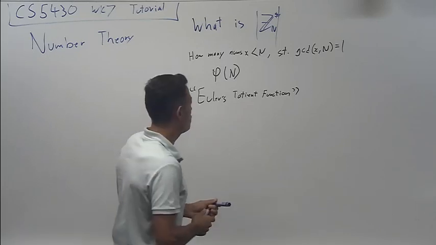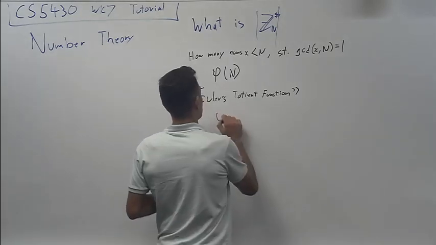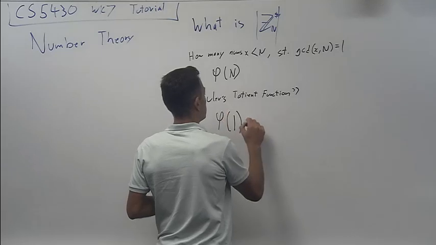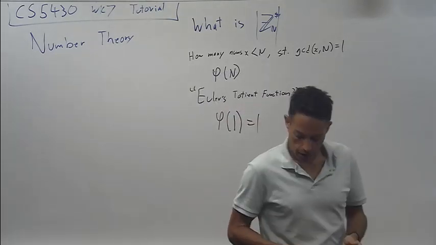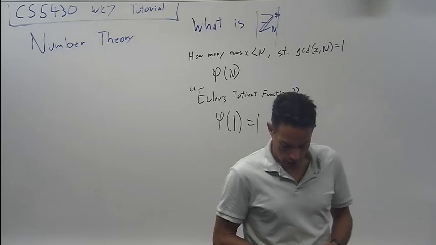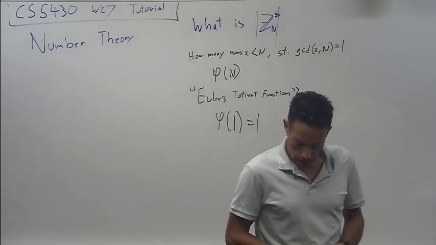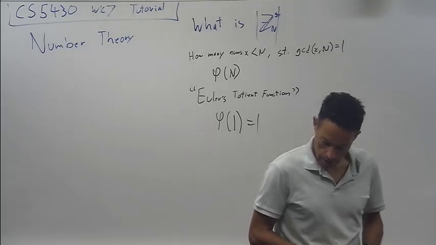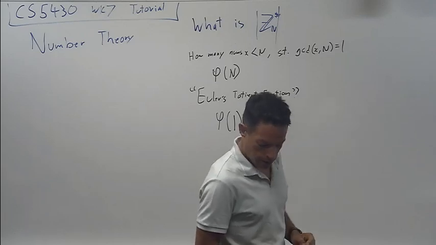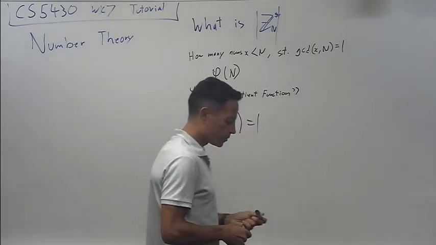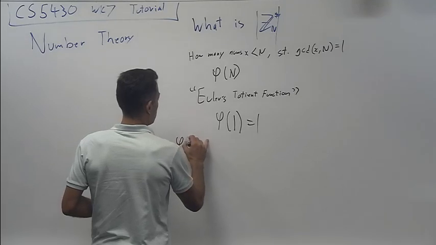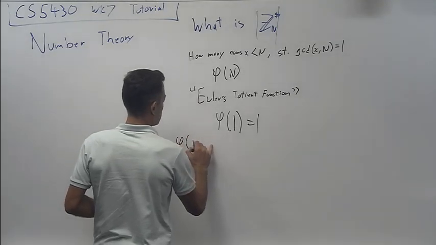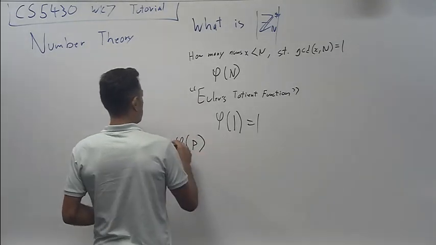And for convenience, we also say that phi of 1 is 1. It's just a convenient thing we do for ourselves. So, let's see some examples of that. What is phi of a prime number?